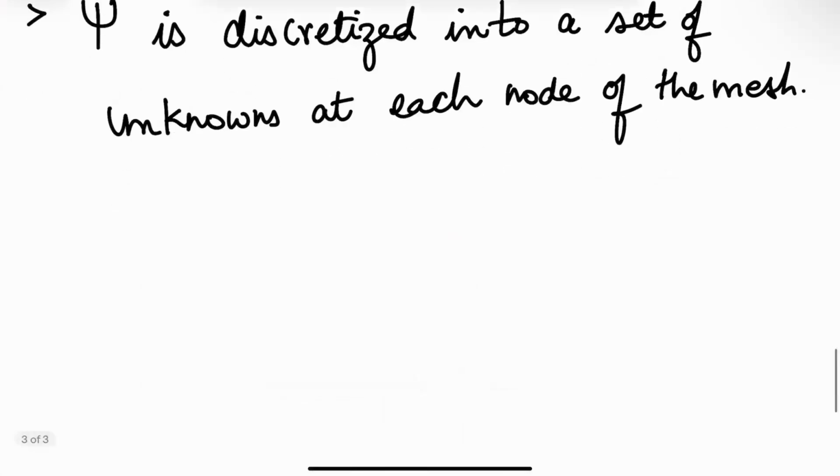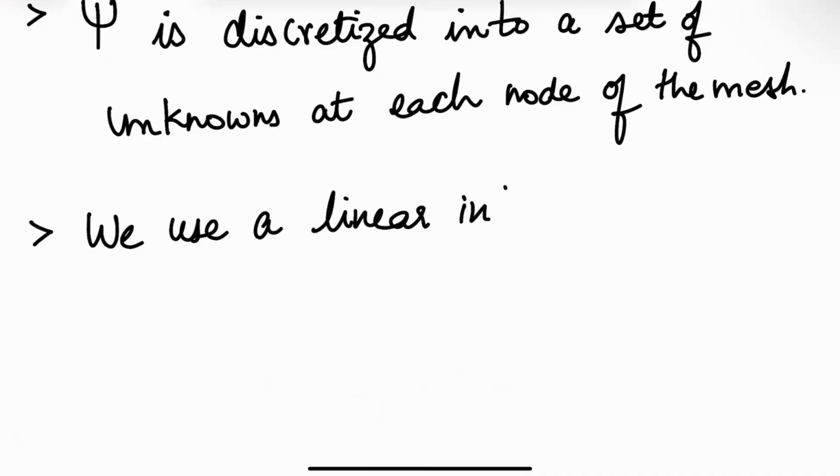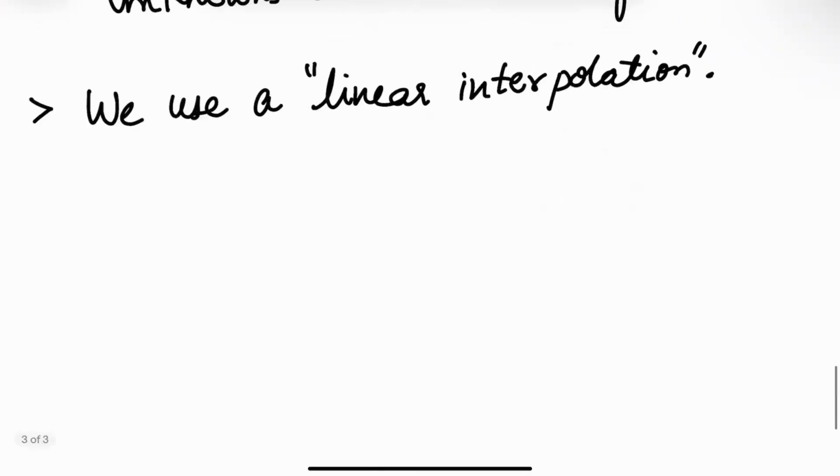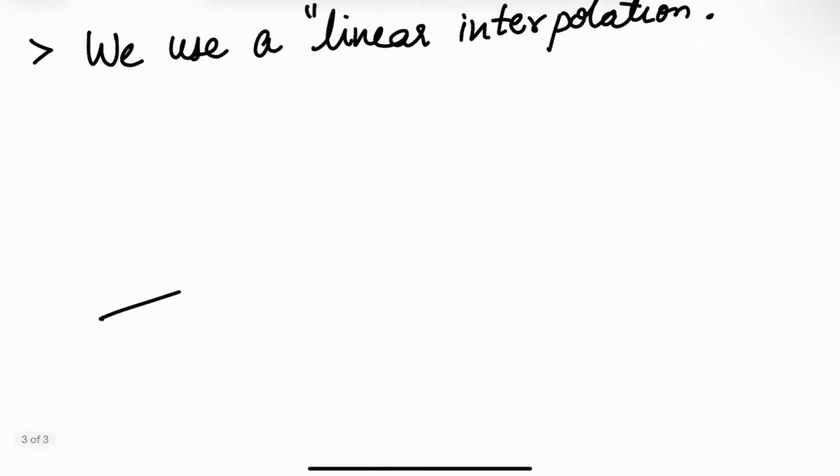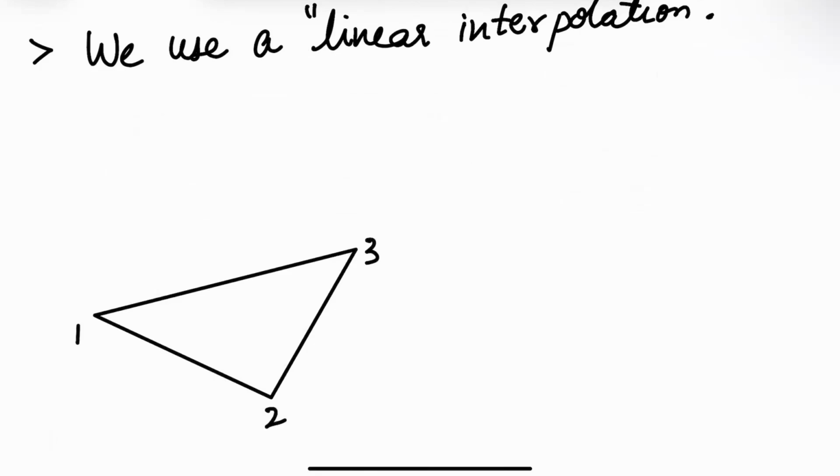Okay, so what kind of interpolation to use? So the most standard interpolation is a linear interpolation. Okay, so how does this work? So first we'll draw the figure, and then we'll try to understand what it means. So let's say I have a triangle like this, right? So this is 1, 2, 3.